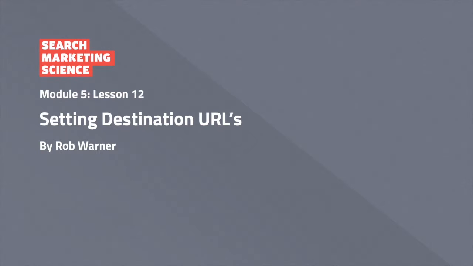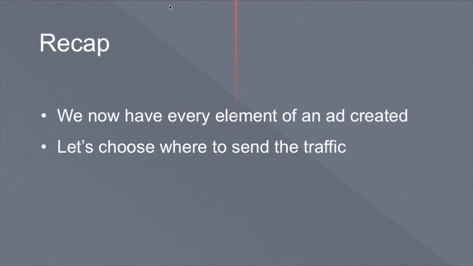Welcome to lesson 12 in this module 5, where we're going to look at something slightly more technical now for ads, which is something called destination URLs. Before I get into that, let's just recap the previous session. Over the course of this module, we have gone through and created every element of the ads that we're going to need. We've created all the ad copy, we've created all the extensions. We now need somewhere to send that traffic to in terms of our landing page.